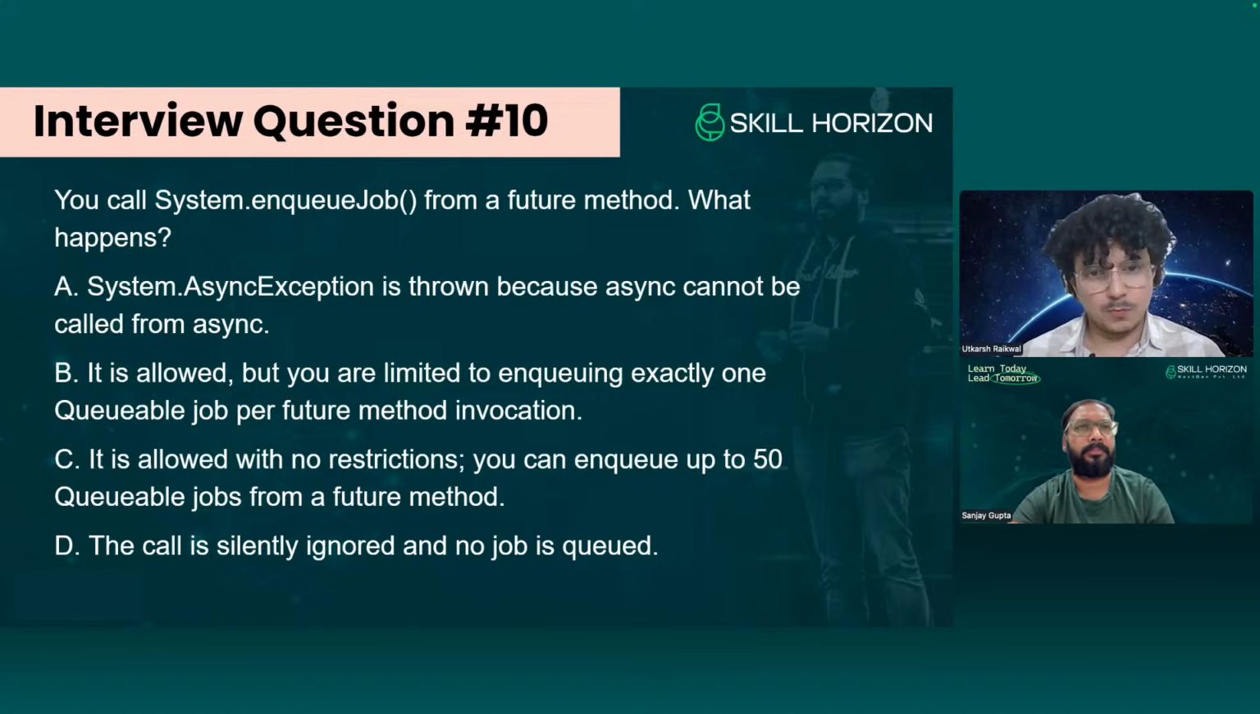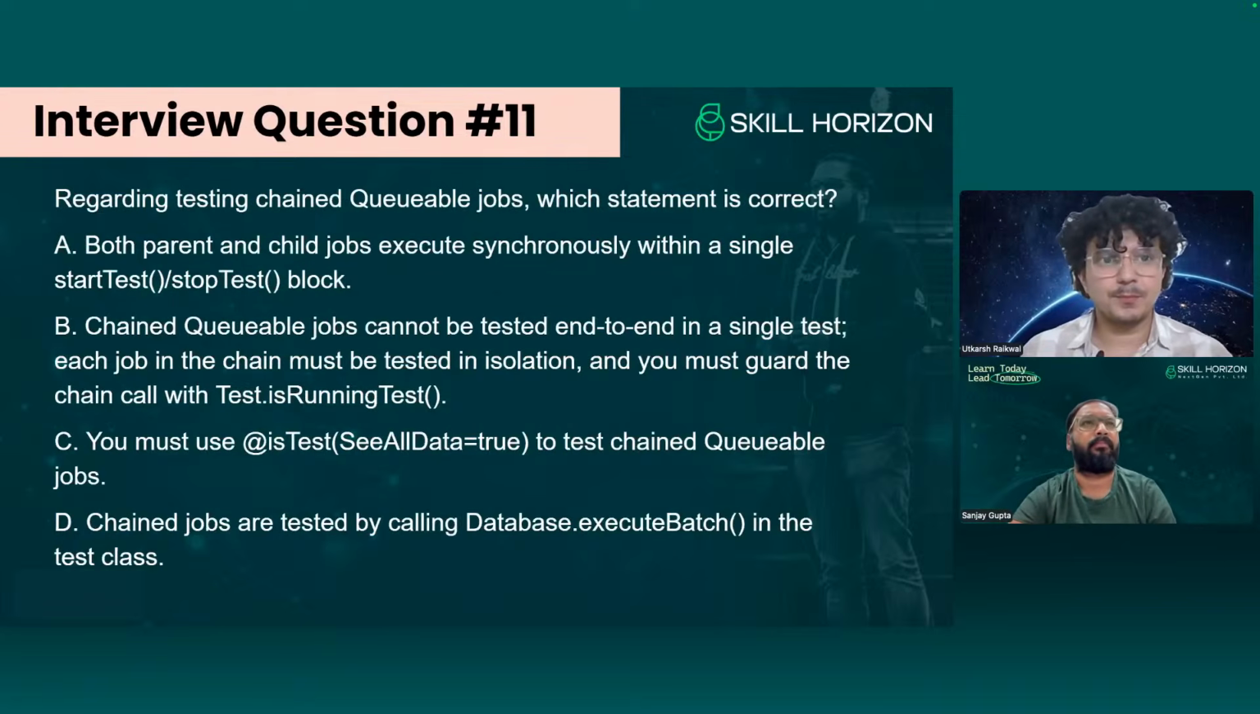What do you think? B, sir, there's a limit, only one queueable job per future method invocation, not more than that. Otherwise it will throw an error. Okay, I think we can move on to the next question now.